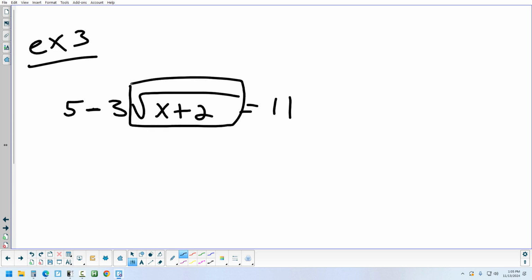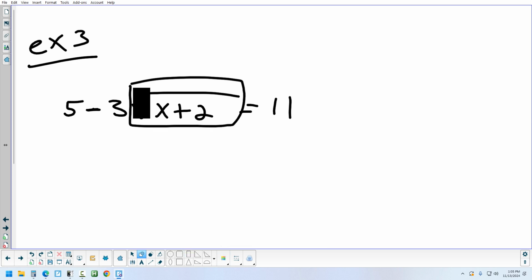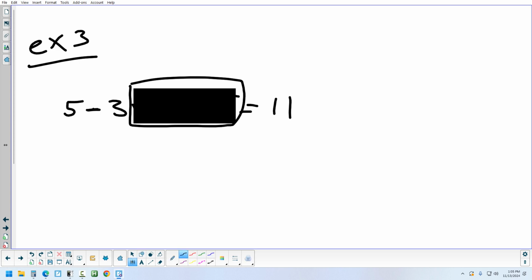For now, think of it like this. Would you subtract 5 and add 3? Don't even worry what's in that box. Just get that box by itself. What would be your first step? Subtract 5. So you could subtract 5 from both sides.